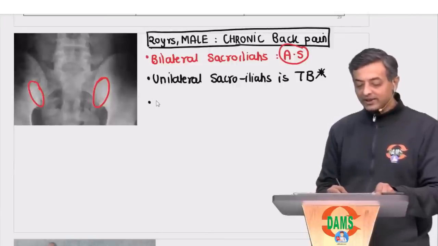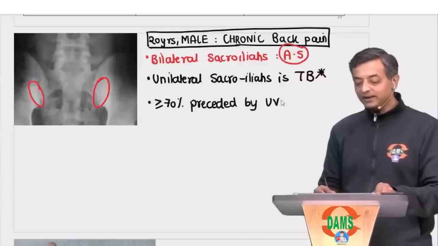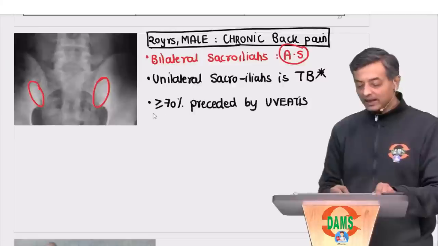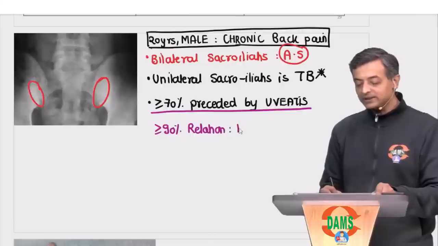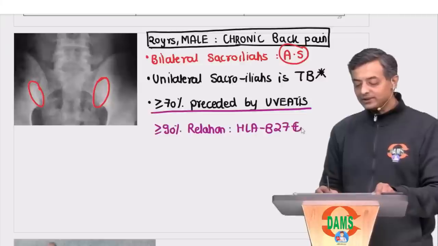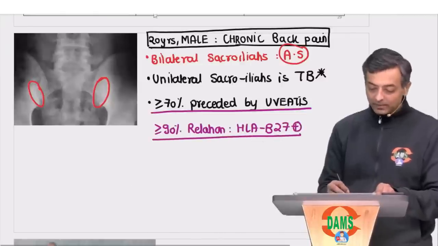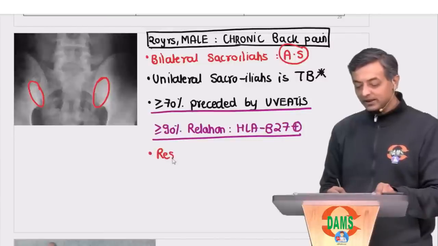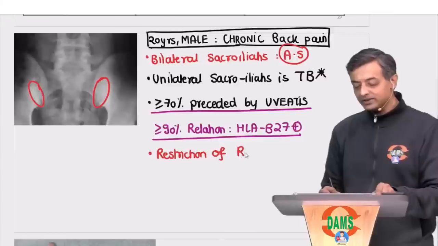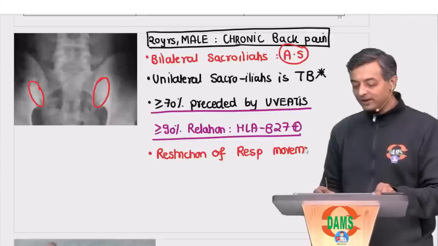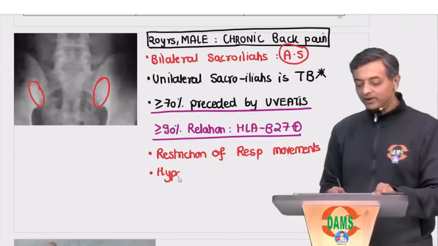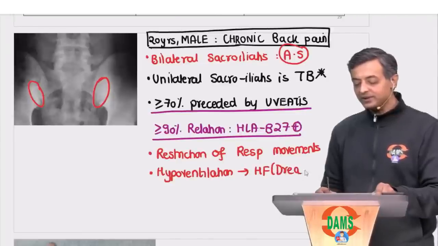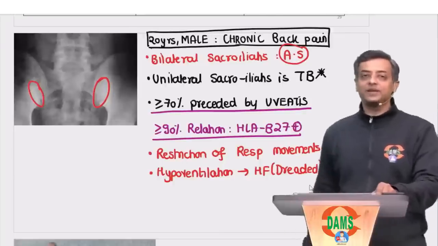What is the extra-articular manifestation? 70% of cases are preceded by uveitis, and it has the strongest association with HLA-B27. The problem is that the disease can cause restriction of respiratory movements, causing a hypoventilation disorder leading to heart failure, which is the dreaded manifestation of the disease.